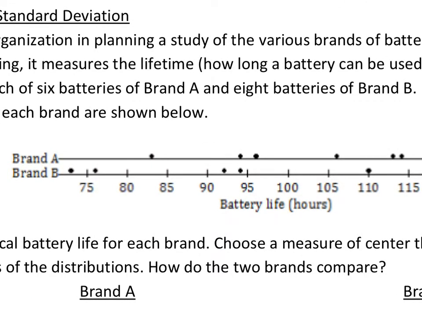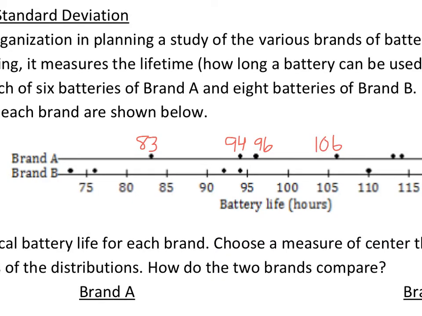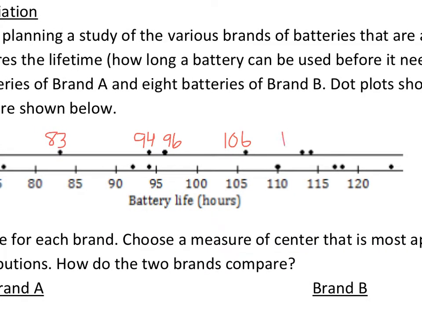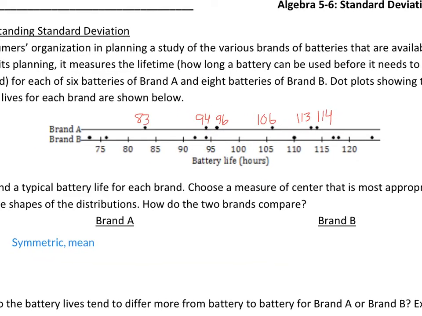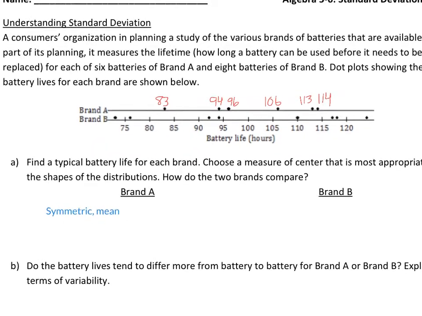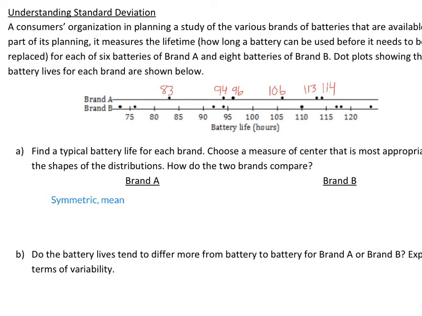This first value looks like it's about 83. We have 94, 96, 106, and it looks like 113 and 114. There are 6 values, so let's go ahead and add them up and divide by 6, and we get a mean of 101.